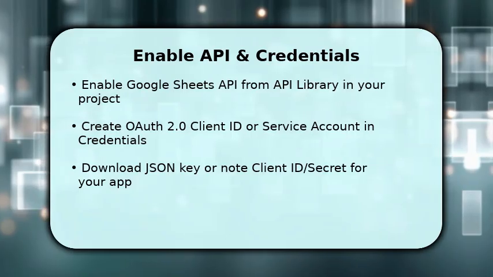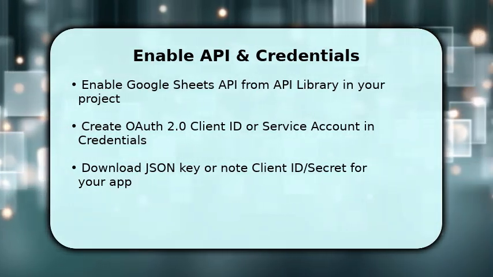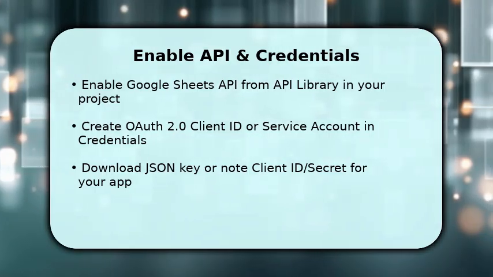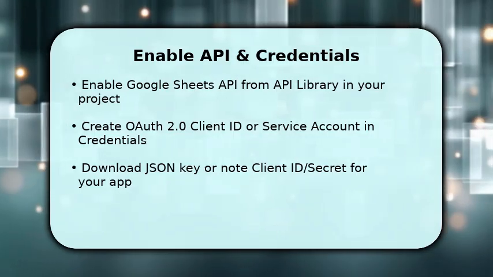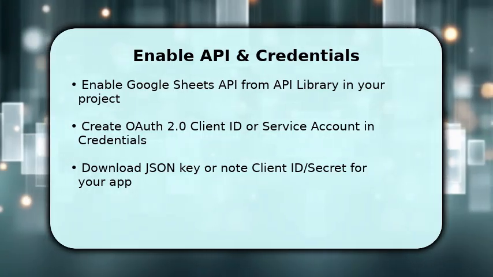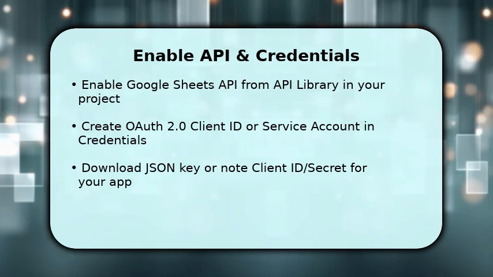Then open Credentials and choose the right credential type, OAuth 2.0 client ID for user-facing apps or service account for server-server access. Create the credential, set authorized redirect URIs if needed, and download the JSON key or copy client ID and secret. Make sure to store secrets securely and restrict key usage to your app.